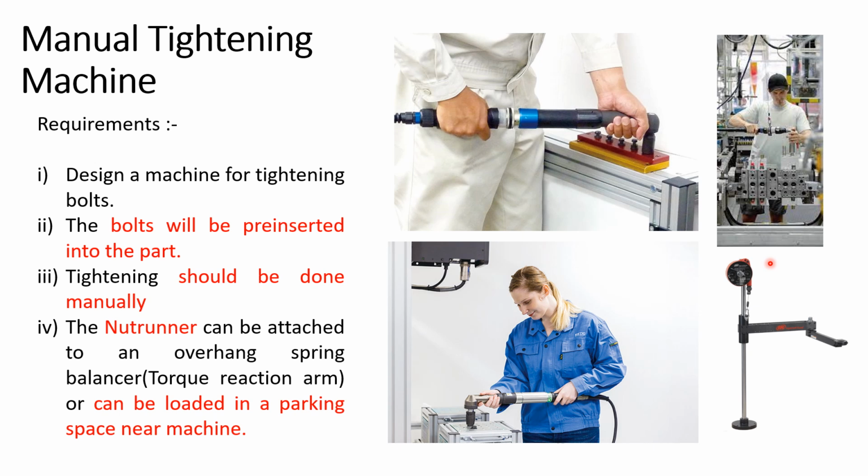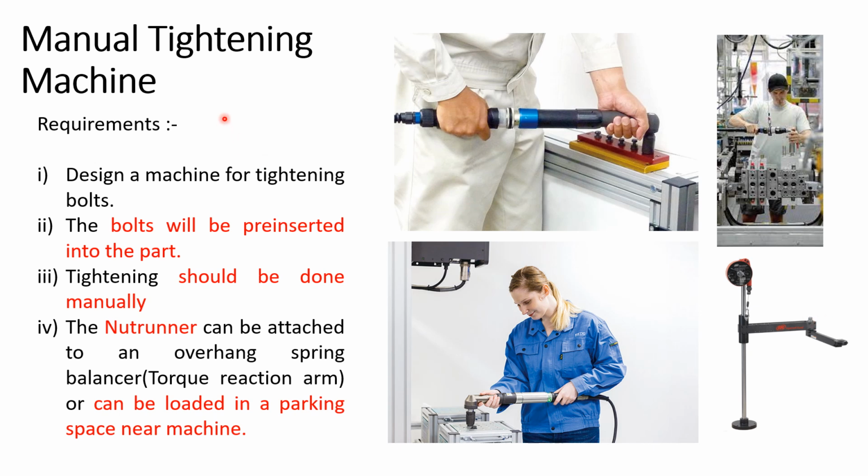Now what is the torque reaction arm? Whenever you are tightening this bolt, there will be a reaction, a torque reaction. And as you are manually holding this system, after some time it will cause fatigue to the operator. That's why, in order to take that reaction, we have the torque reaction arm. Here you can see the spring balancer is there, to which this system is attached. Also, this system offers good positioning of the nutrunner. We can easily move these handles, so that is also one advantage of the torque reaction arm.